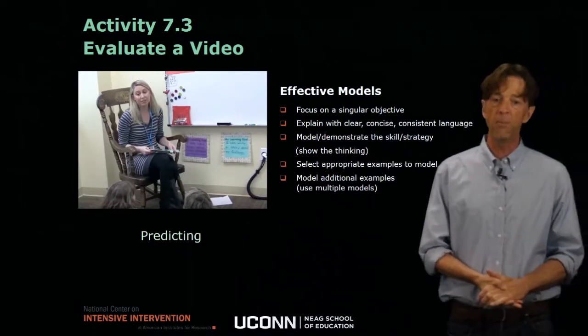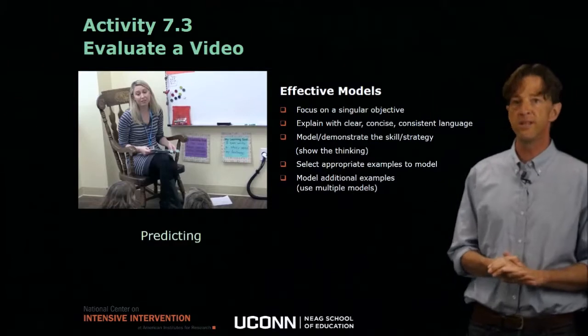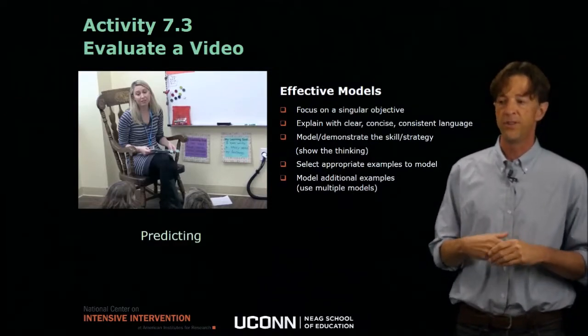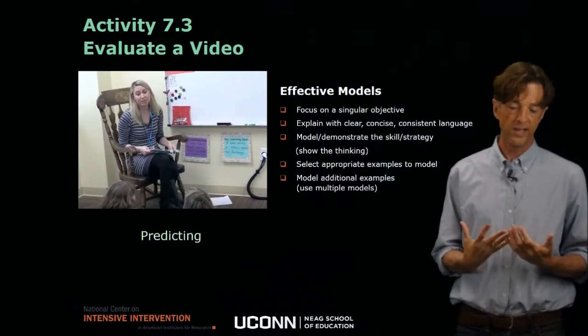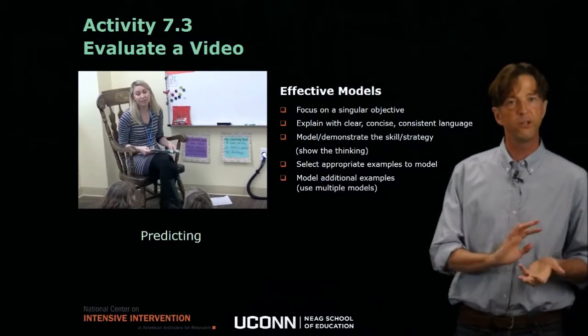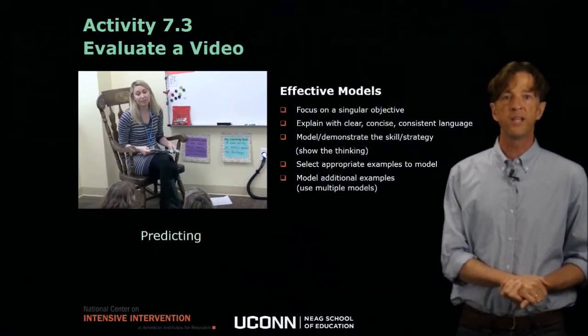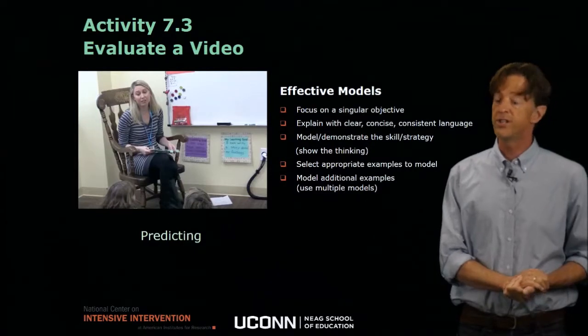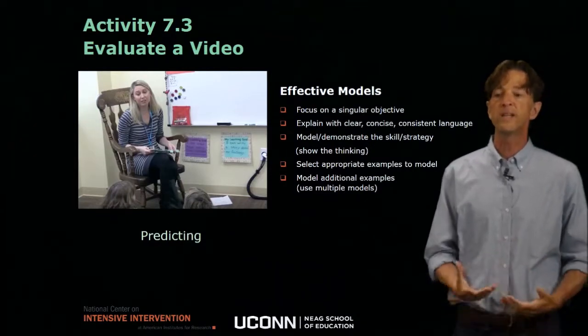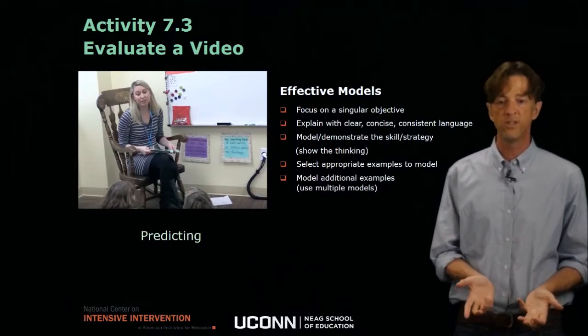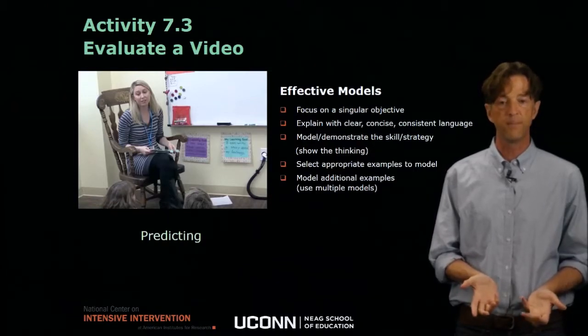Select appropriate examples to model. We don't know for sure, but it seems like she's picked a book where there are clues and some things where the kids are going to be able to predict what happens next, but we're not really sure about that. And then finally, model additional examples. She doesn't do that. She moves directly into the practice opportunities where she's giving students opportunities to practice.